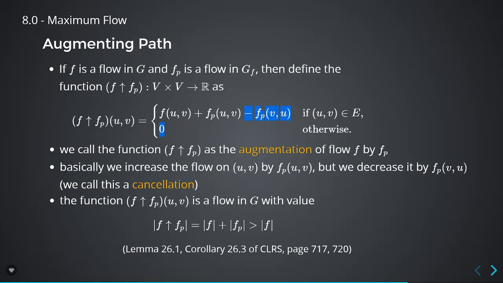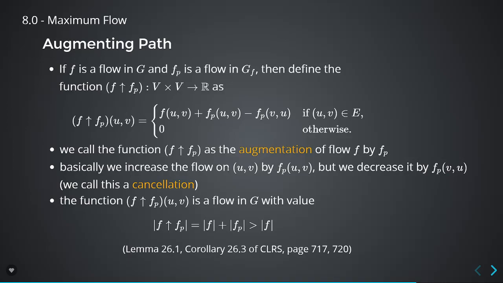You're sending X amount of goods from A to B, but in the residual network, the augmenting path actually goes from B to A. That means you have to reduce the amount of goods you're sending from A to B. So that is what this function f augmented by f_p is doing. You're augmenting the flow in your flow network by the flow that you found in the residual network.